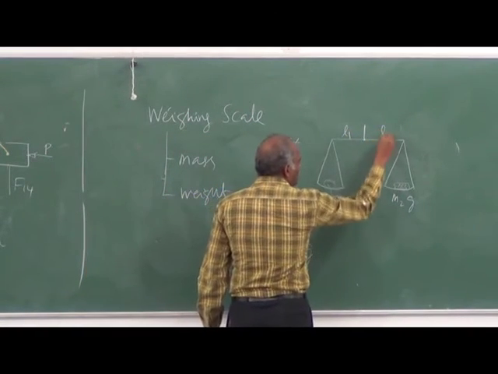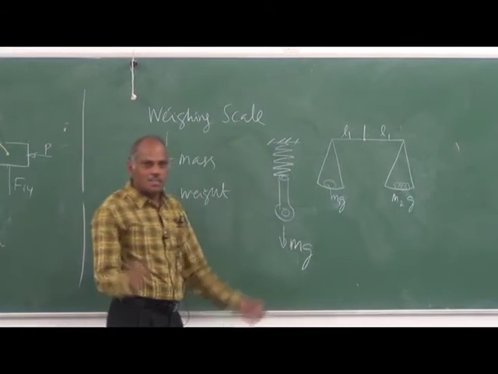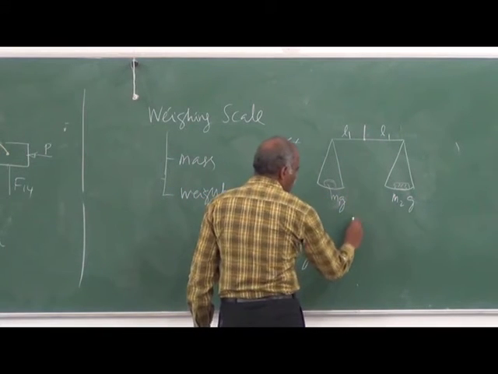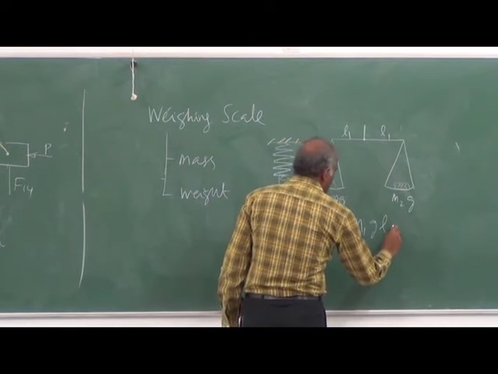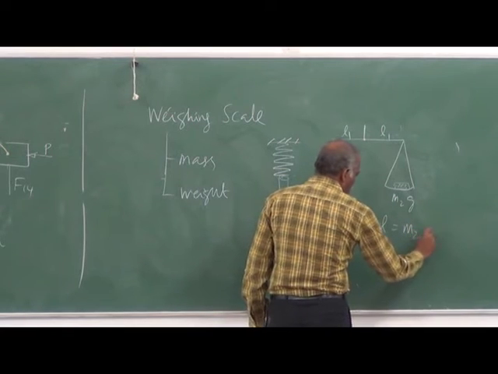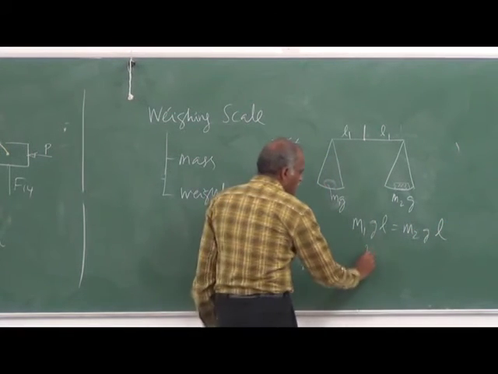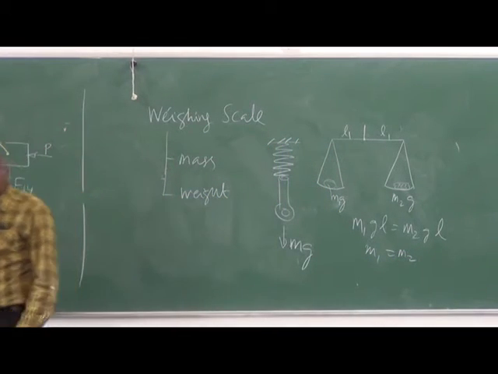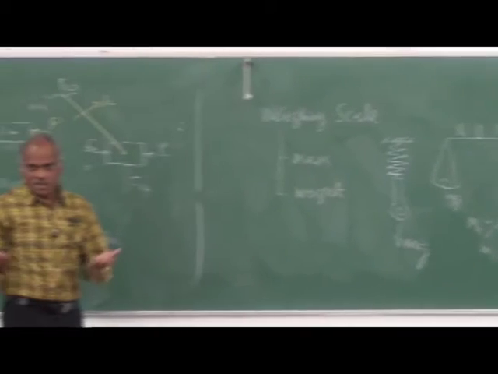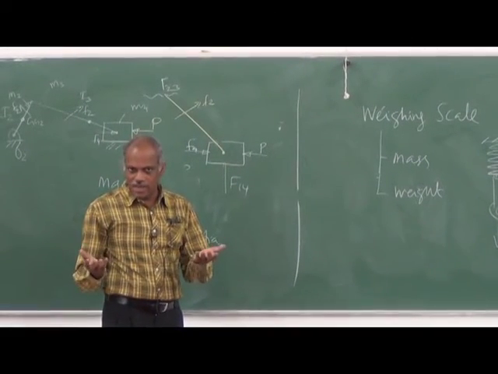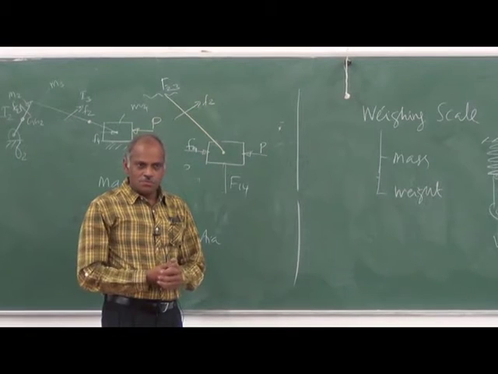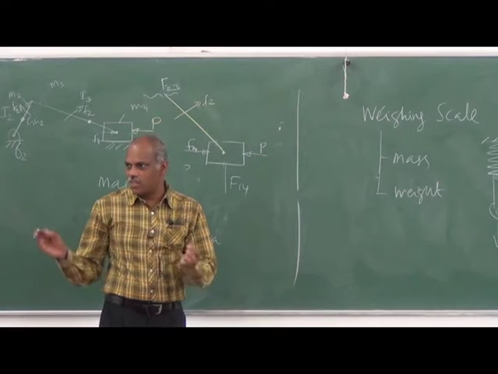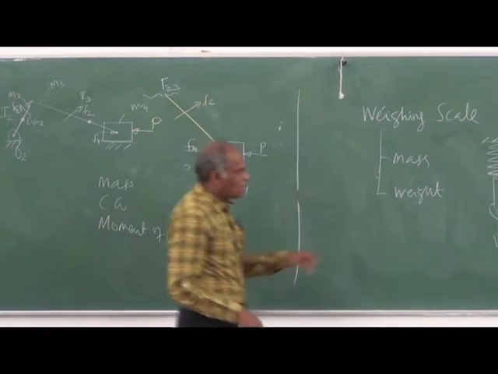So this is L, if it is balanced properly, say L and L. So here the moment is balanced. We can write the moment about this: M1G into L is equal to M2G into L. So this will be balanced only if M1 is equal to M2. That means this kind of pan balance is not affected by the G value. So this can be used anywhere. Even on the moon or in space, it will just measure the mass. What about this spring balance?